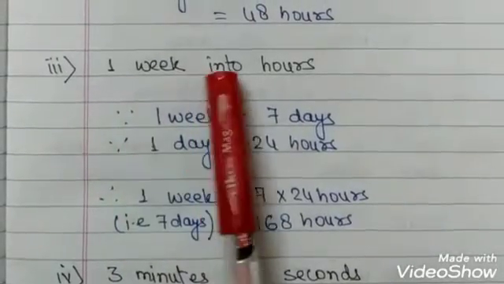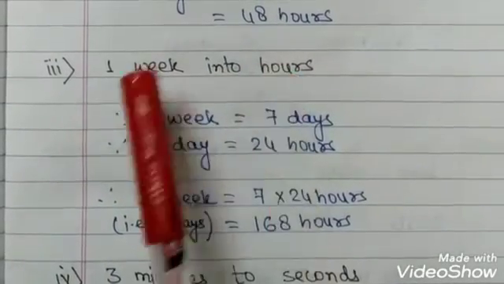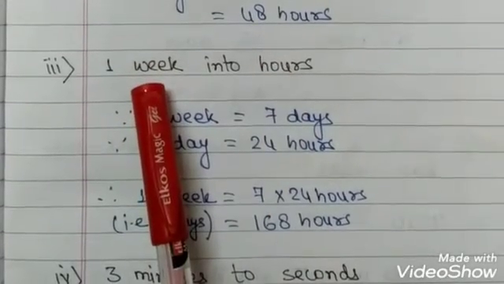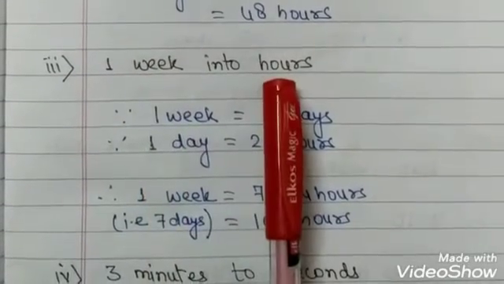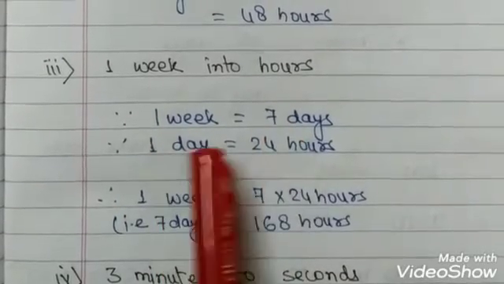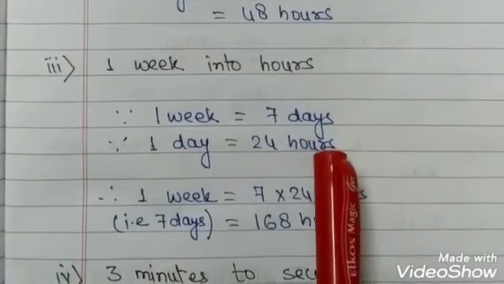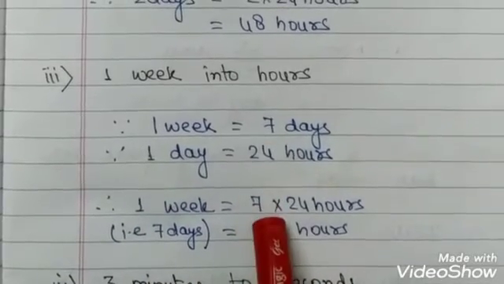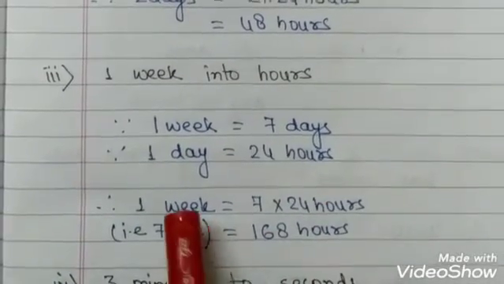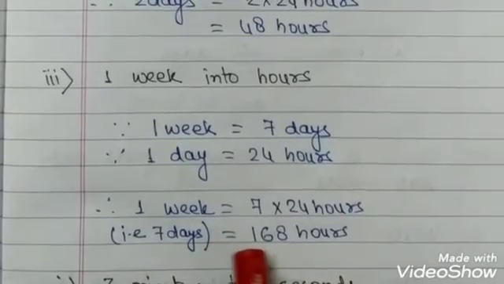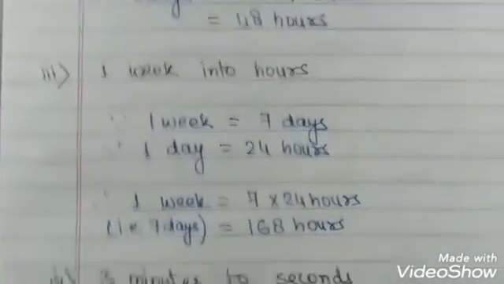Next is 1 week into hours. Now we know we cannot convert week directly into hours. First we will convert week into days and then days into hours. Since 1 week is equal to 7 days and 1 day is equal to 24 hours, therefore 1 week is equal to 7 into 24 hours. This will give us 168 hours.